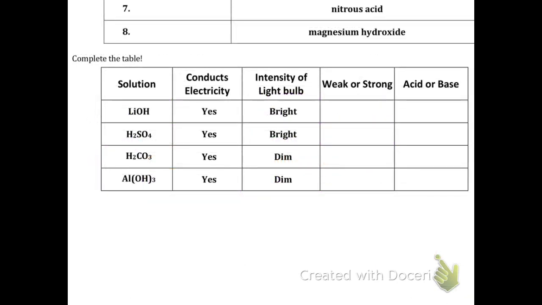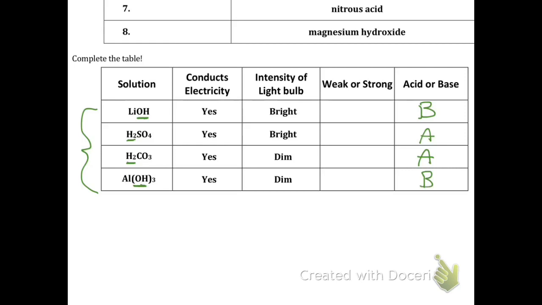Okay, so this bottom part, we're going to complete the table. So first we need to identify if it's an acid or if it's a base, okay, by looking at the names here. So here we have an OH in the back, so we know that this is a base. Here we have an H in the front, so we know that this is an acid. Here we have an H in the front, so we know that this is an acid. Here we have an OH in the back, so we know that this is a base.